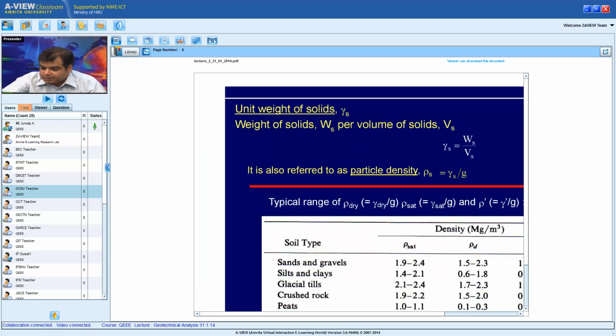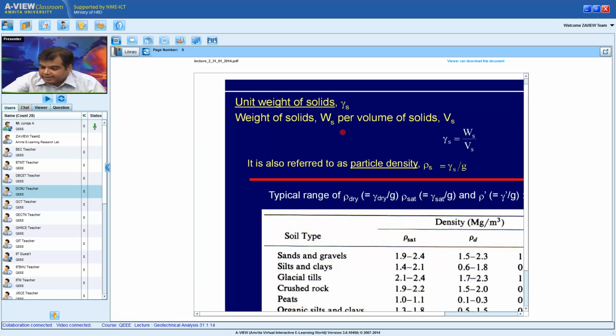Okay, let's move to the next slide, please. The next slide gives a pretty important definition of specific gravity. Rather than jump to specific gravity in one go, I would like you to look at what is the unit weight of solids. Remember, this is not soil, this is solids.